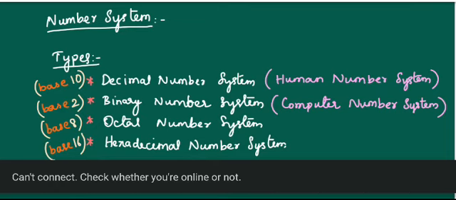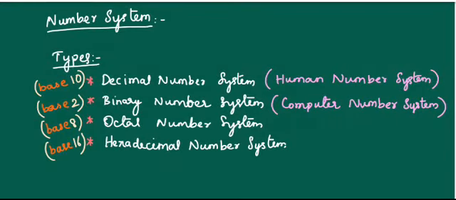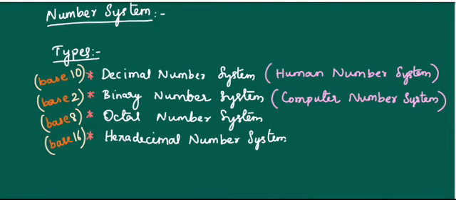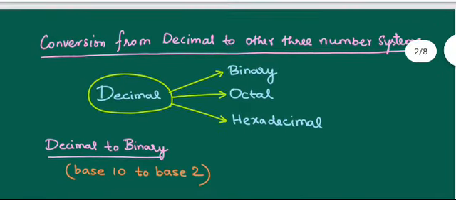Number systems. There are four number systems: decimal, binary, octal, and hexadecimal. Decimal means the human number system, binary means the computer number system. We know the base values of all four: decimal is base 10, binary is base 2, octal is base 8, and hexadecimal is base 16. So we'll see the conversions.